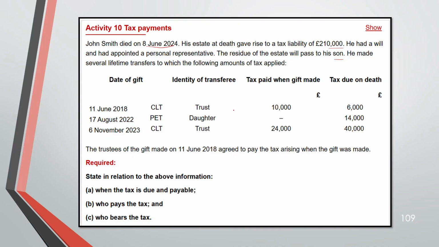And tax paid when gift made and due on death. So the trustees of the gift made on 11 June 2018 agreed to pay the tax as when the gift was made. Here the trustees will pay for the first one. Now, state in relation to the above information: when is the tax due and payable, who pays the tax, who bears the tax? This through a table we can do. So let us do that.